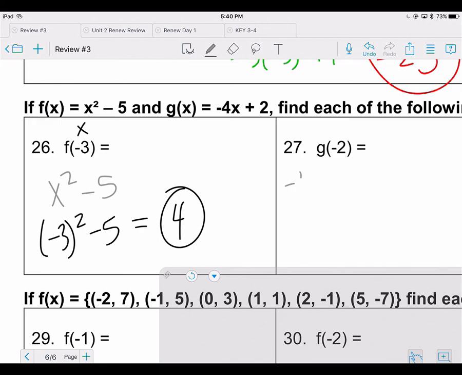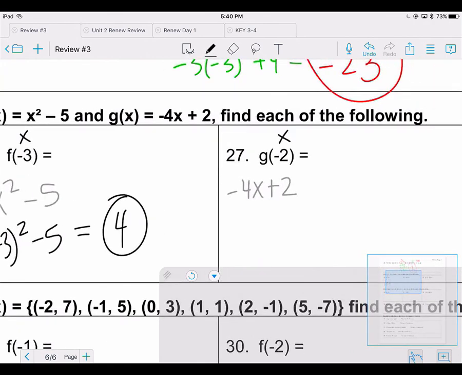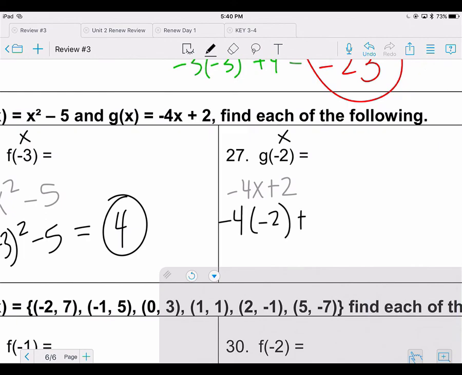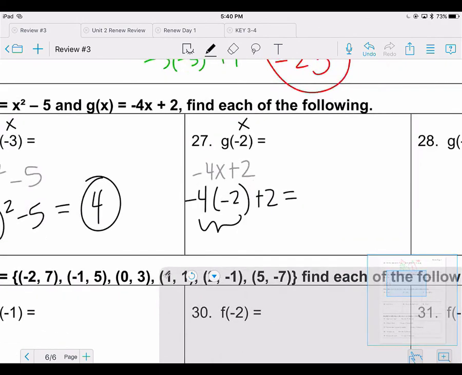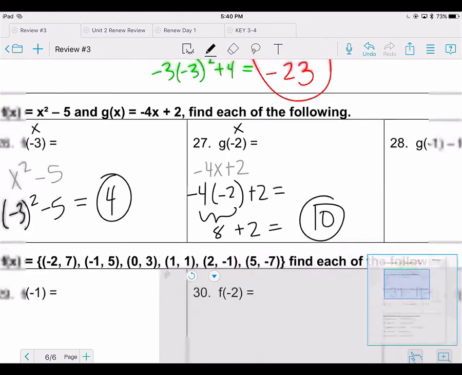27, they want me to use the g of x function. So g of x is negative 4x plus 2. And then remember, they're giving you an x value inside the parentheses of negative 2. So negative 4 times negative 2 is a positive 8. 8 plus 2 is 10.